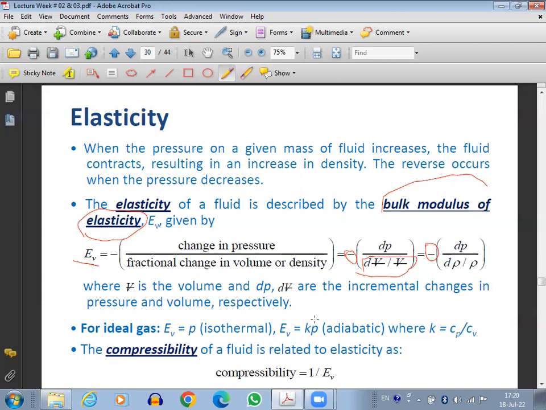Okay. For an ideal gas, E_V is P for isothermal. For adiabatic, E_V equals KP, with K being Cp by Cv.